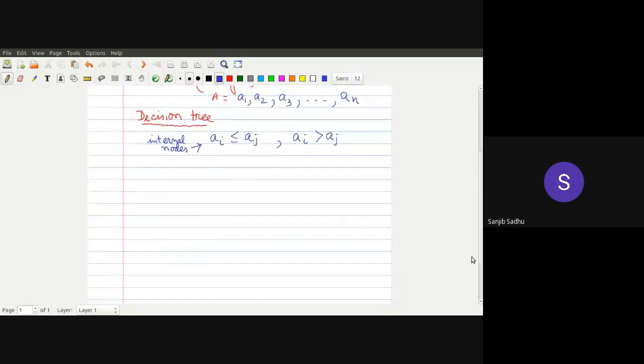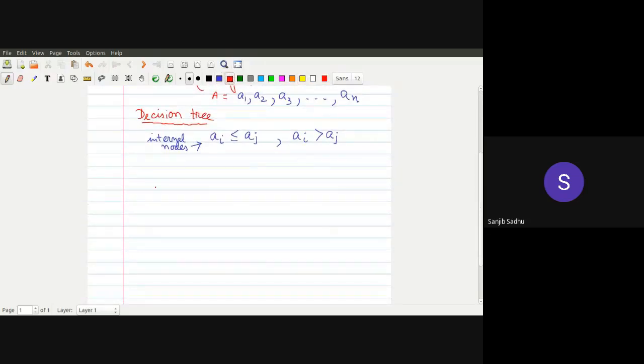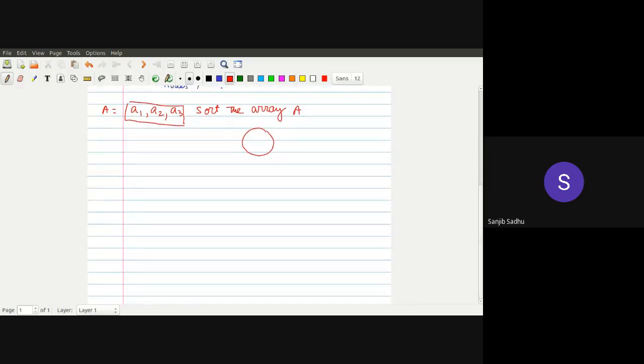So how does it look? Suppose I am taking a small example, just three elements: 1, 2 and 3. Suppose only these three elements are there, and I need to sort the array A. At the root, internal nodes are represented by circles. So in this case, A1 comma A2. For simplicity I am writing: is A1 less than or equal to A2?